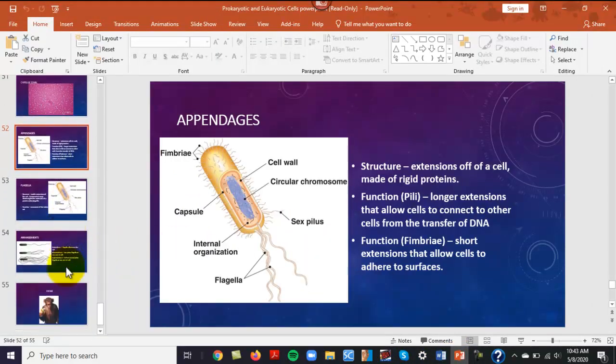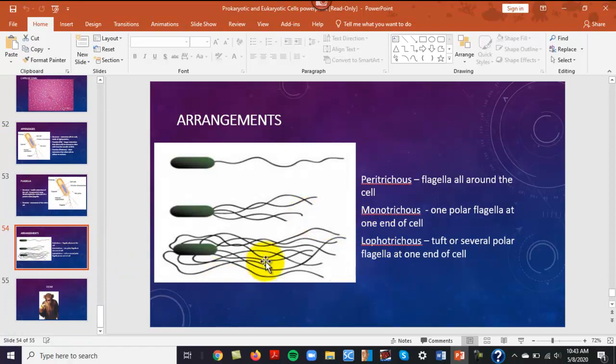Peritrichous could be all the way around. Like here's a peritrichous, here's a lophotrichous, and that's a monotrichous. And then there's atrichous, which they have none. But flagella allow them to move. The ones like this can obviously move a lot faster than the ones that have fewer flagella.